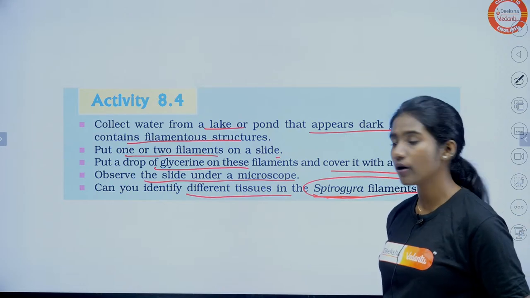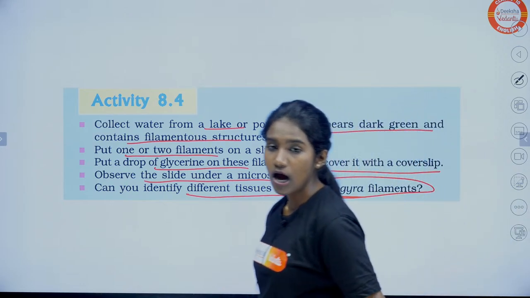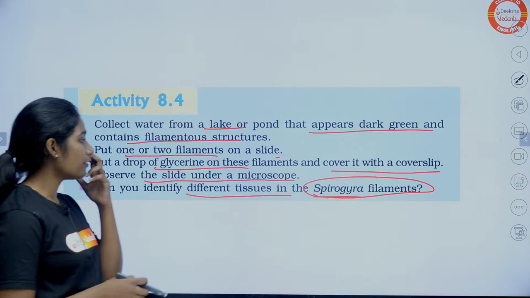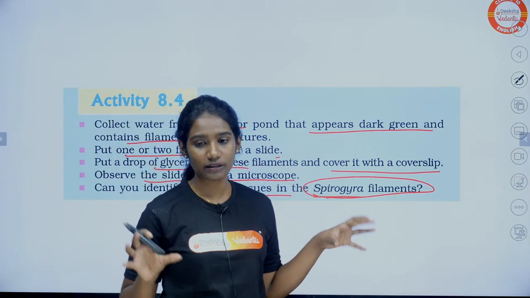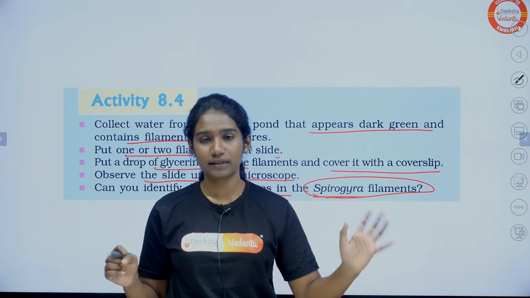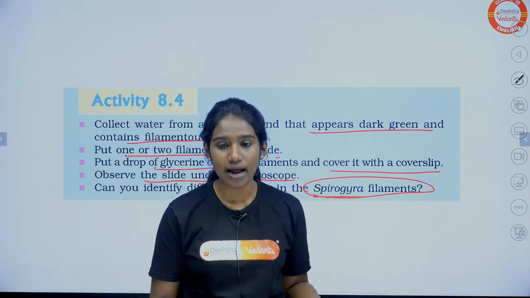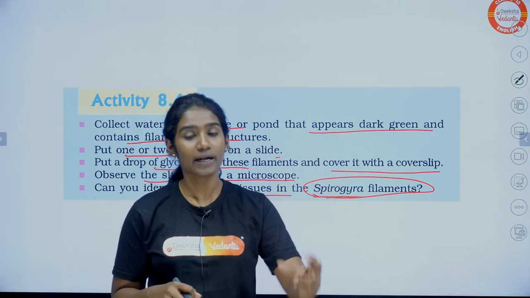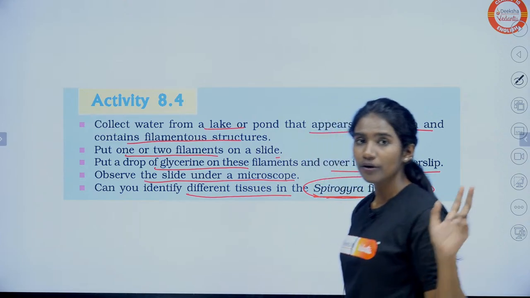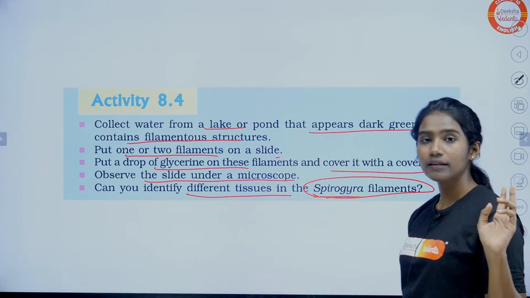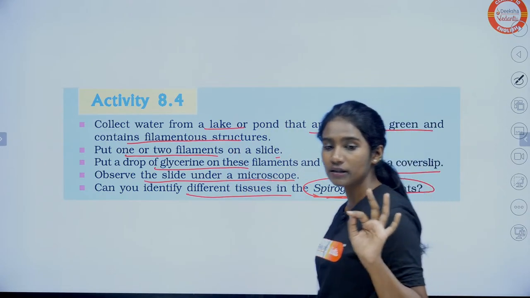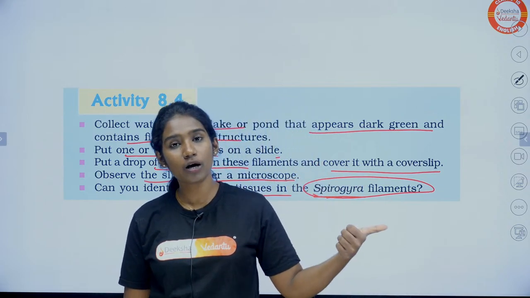Now, how does spirogyra reproduce? How do they multiply? It is through fragmentation, right? Here the filament, the spirogyra, the algae, you would have seen the image, it is given in your textbook also, that will split into many pieces, broken into fragments. Each fragment has the capacity to develop into a new individual. So, the algae multiply through fragmentation.